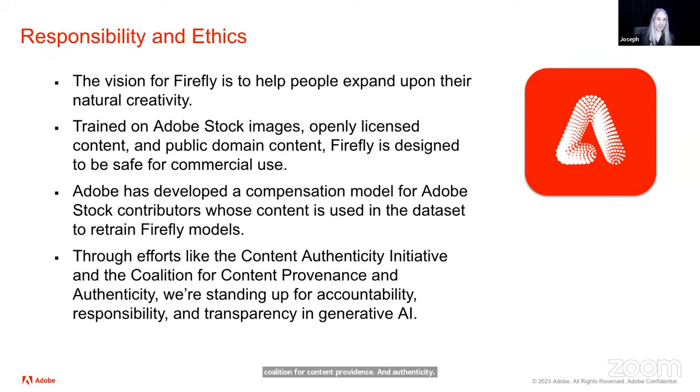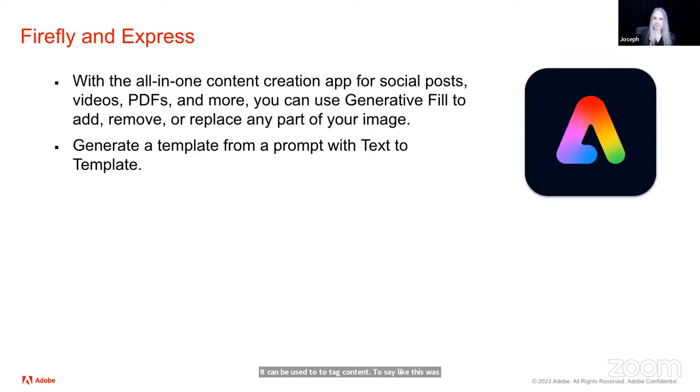So these are a couple things that you can look up on your own and read up on what they're all about. I just saw the other day that they've expanded quite a bit for the CAI, and there's also content credentials that we'll see when we get into Firefly. It can be used to tag content to say this was generated with an AI, it was generated with this specific model, and so forth.